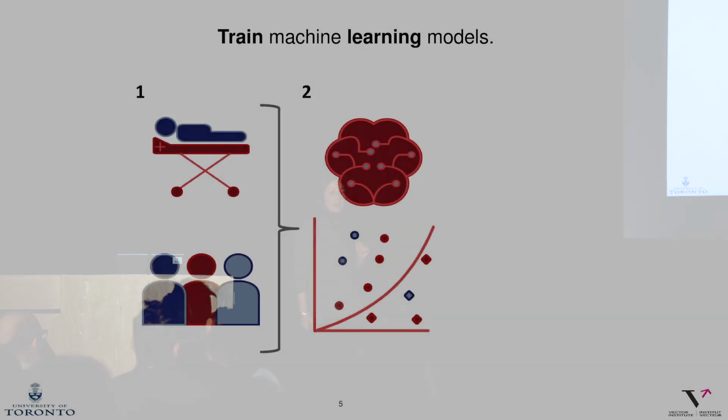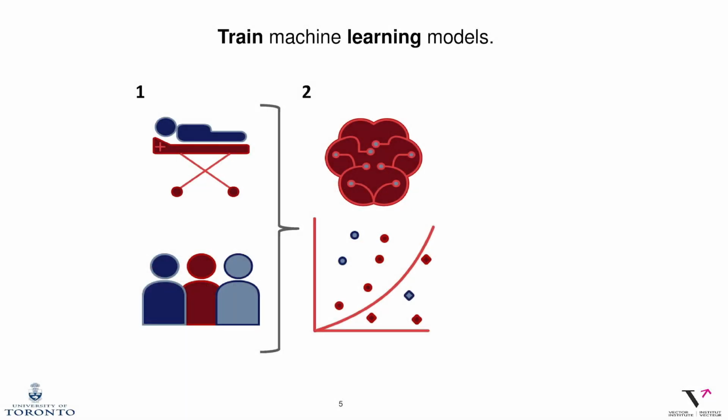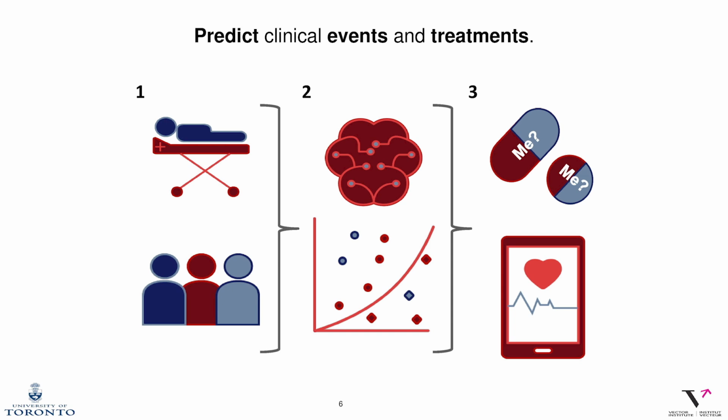Once we have that data, we can train these simple statistical models or more advanced high-capacity models, and then we can predict things. Important clinical events, forecasting treatments that a patient might need. These are really important for healthcare and progress. So that's what could happen in the future. That's what we're working on. This is the goal of my group.